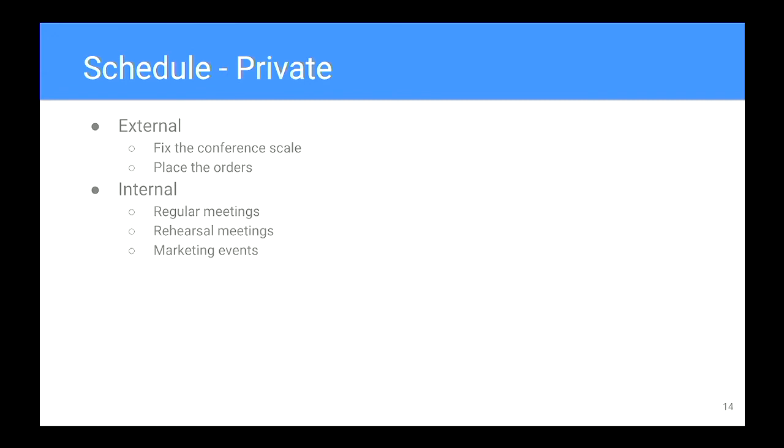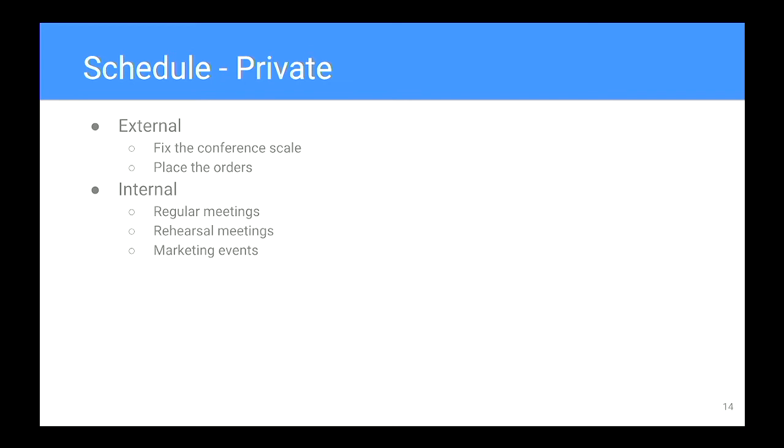Also, you need to have a private schedule. The private schedule is also controlled by two types of things, external and internal. For external, you also need to set a date to know exactly how many people will come to your conference, including the speakers, attendees, and how many staff, so it's for placing the order. And internally, you need to set up many meetings. At the beginning, you probably have meetings monthly, and when the date of the conference approaches, probably bi-weekly, weekly, or even daily.